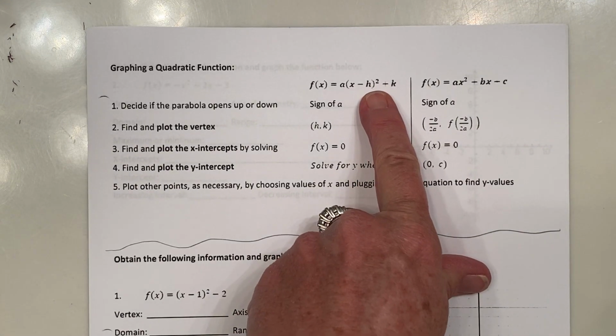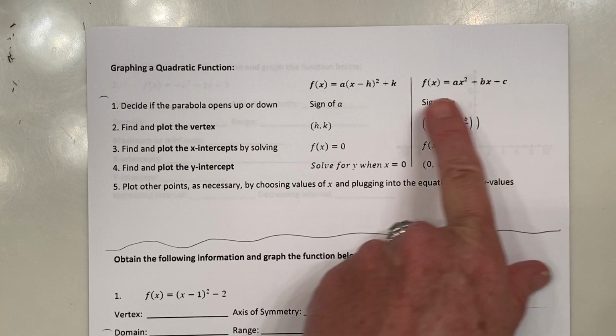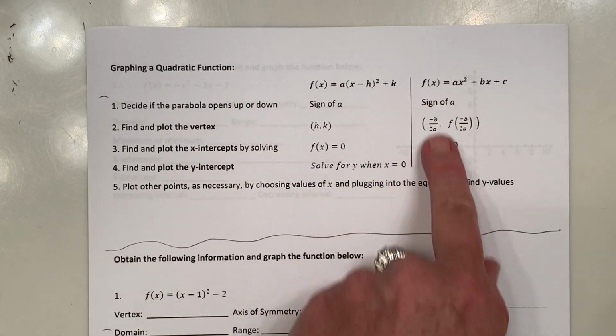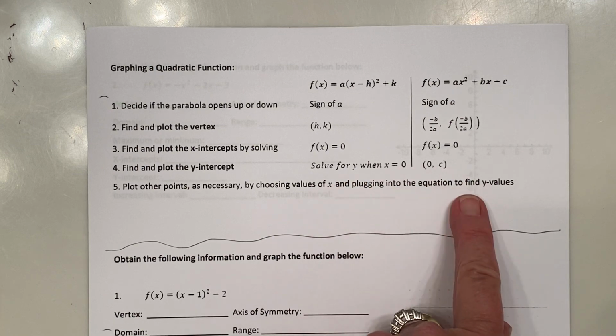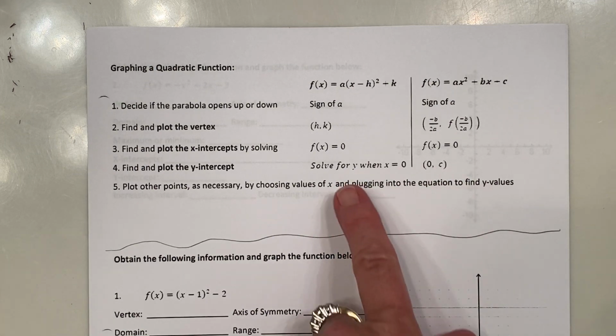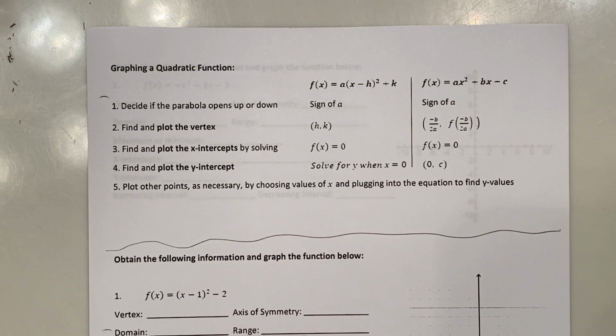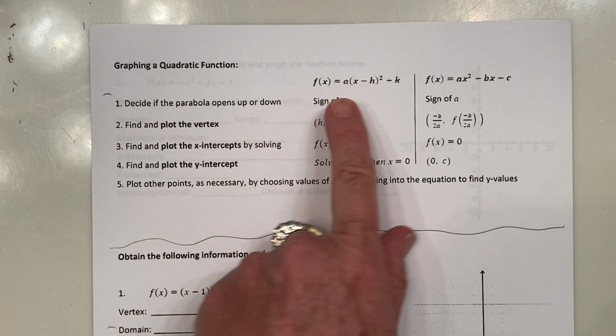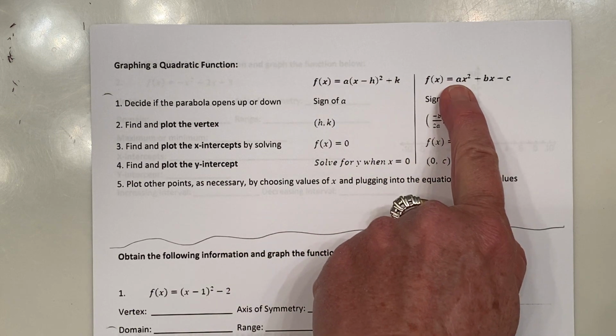All right, this is standard form, this is general form. Depending upon the form that we have, that will determine the different things that we find so that we can then use that to assist us in sketching the graph of these quadratic functions. So first of all, we want to decide if the parabola opens up or down. That would be determined by the value of a.